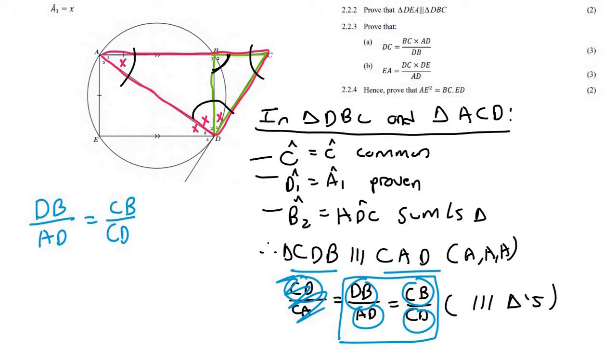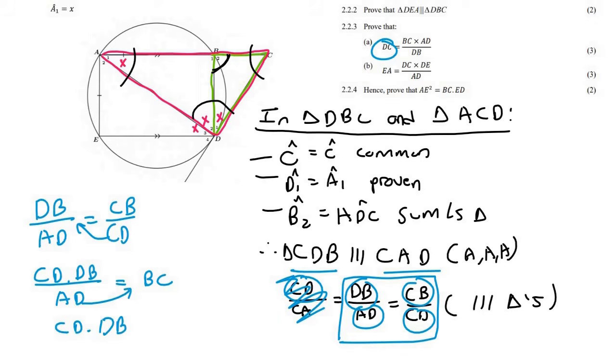And then what we do is we get DC alone, because that's what they want. So to get DC alone, I would take it to the top. And then I would multiply the AD across. And then finally, I would divide by DB. And there we have it. So we did it, guys.